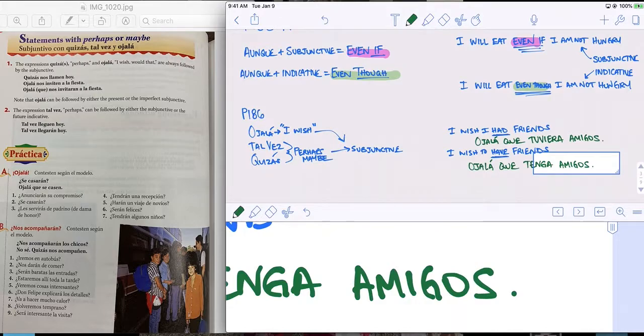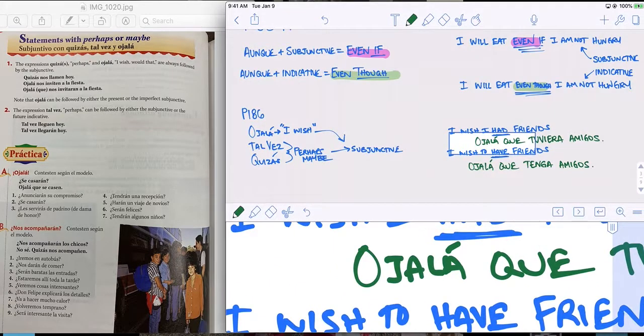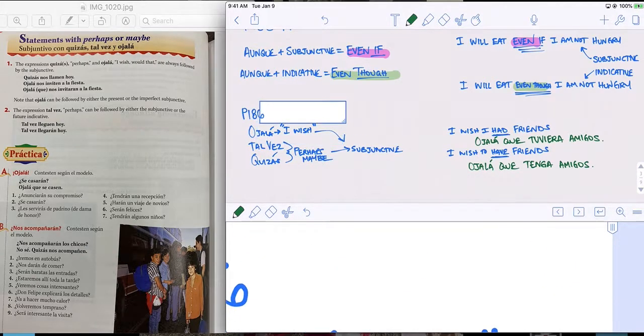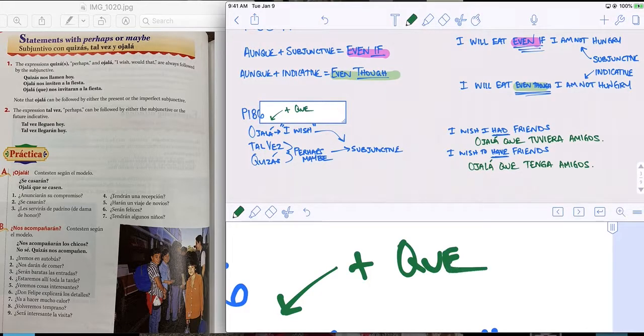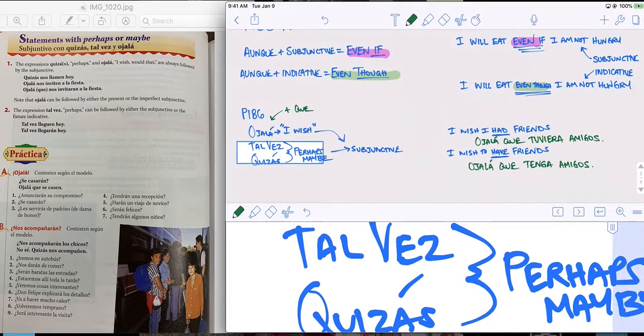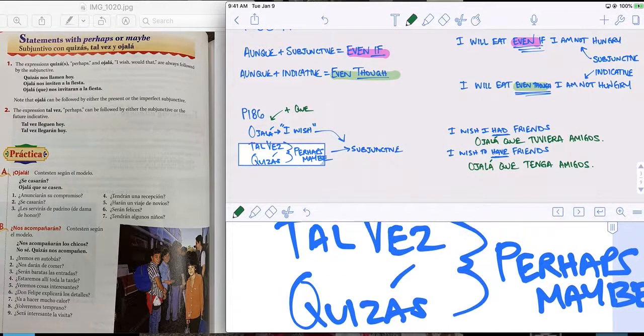So as you work through your assignments, we could say if it wasn't ojalá que, maybe it's tal vez tuviera amigos. Maybe it's quizás tuviera amigos. Maybe it's tal vez tenga amigos. The one thing you're going to want to notice is that ojalá oftentimes has a que added to it. Not always, but oftentimes. And tal vez and quizás are just standalone. It's not tal vez que, it's just tal vez. It's not quizás que, it's just quizás.